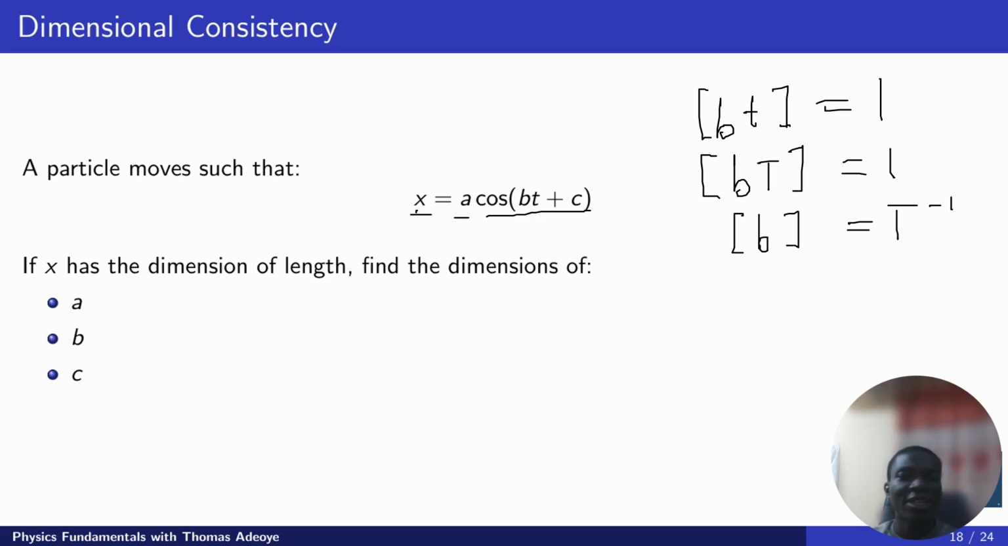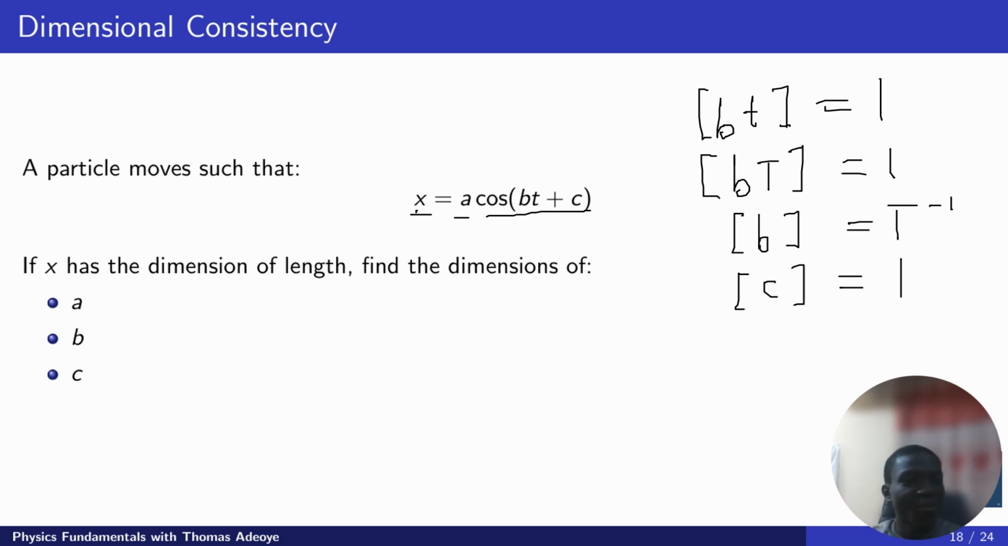Another thing is the dimension of C. Since BT and C are together according to that principle, it means they have the same dimension. And the dimension of BT is equal to 1, so it means the dimension of C must be 1. What does that mean? C is dimensionless. It's just a constant. So its dimension is unity. Or we can say it is dimensionless.